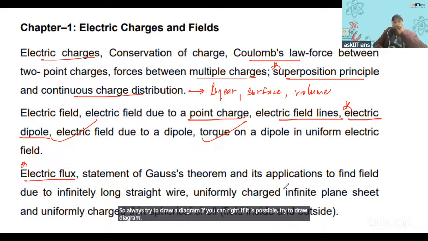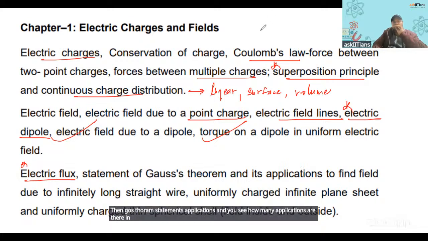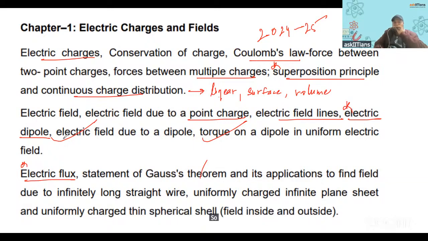Then Gauss theorem statements, applications, and you see how many applications are there in the syllabus. This syllabus I have got from the official website of CBSE, 2024-25. So only these derivations you must be focusing upon, and one of them will come. So I'm telling you, this electric field derivation, torque derivation.